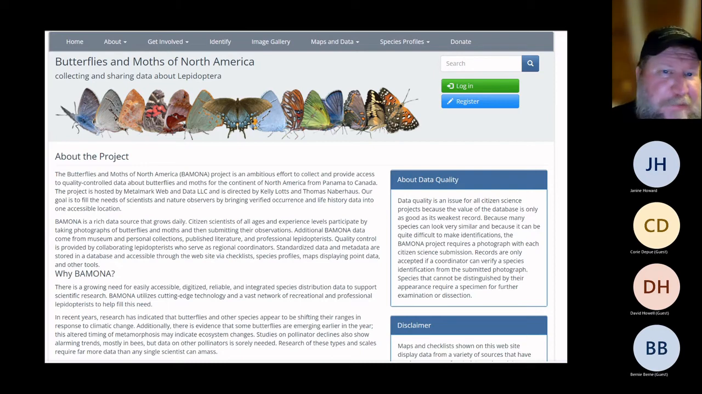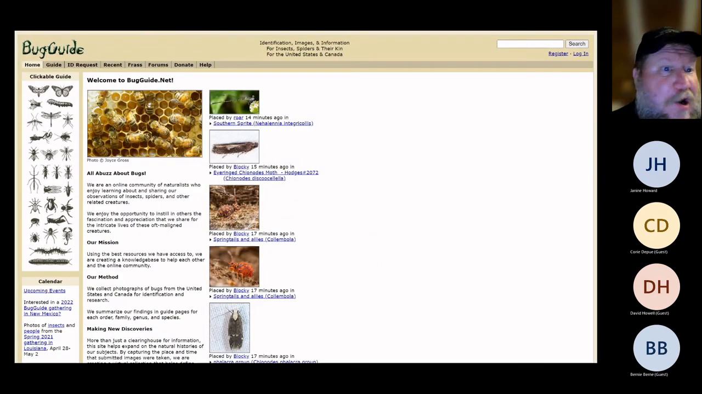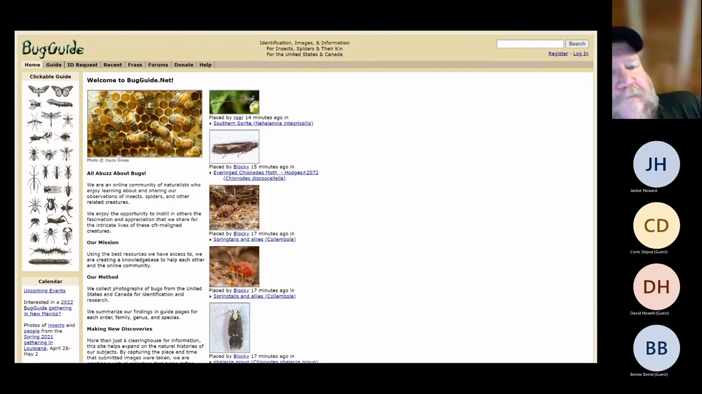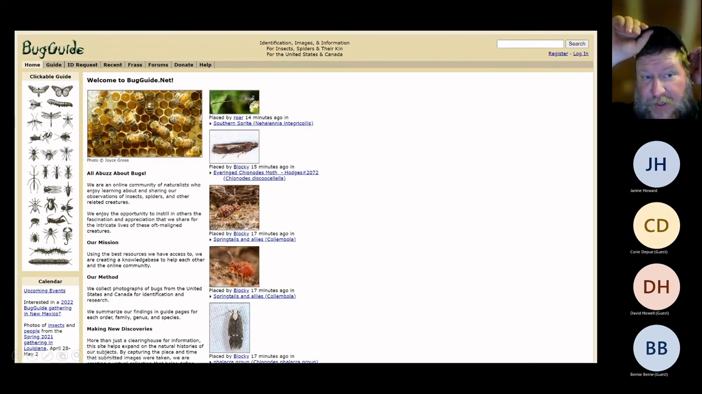But maybe you don't want to do butterflies and moths, or you like all bugs. Here's another place where you can submit your insect pictures and have them added to data points. You can also browse through quite a massive catalog of photos to try to identify the bug that you've seen. Up here on that first row under where it says BugGuide in the upper left, you can see the third one over says ID request. You can submit pictures to try to get an ID of what you were seeing as well.